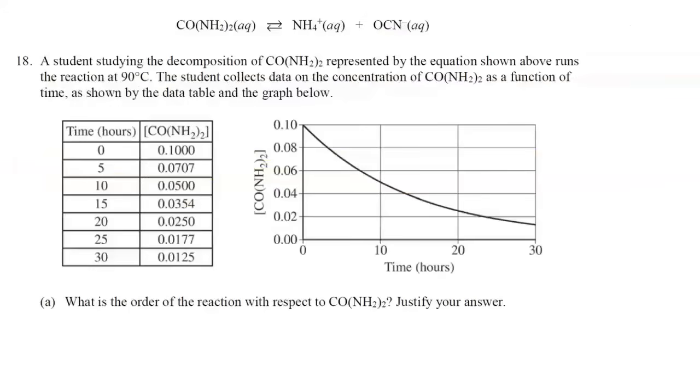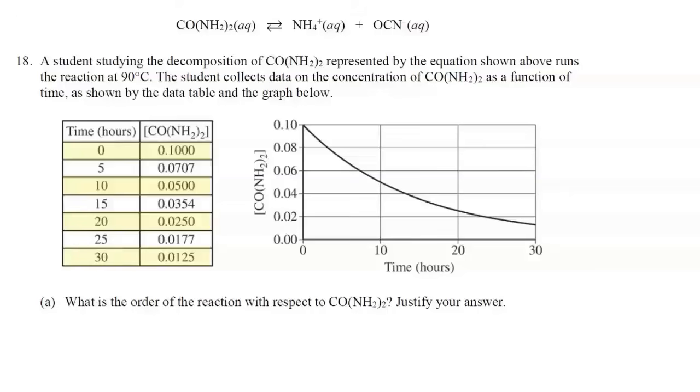So at time 0 hours, we start with a concentration of 0.1. What's half of 0.1? Well, half of 0.1 is 0.05. So it takes 10 hours for the concentration to decrease by half. It takes another 10 hours for the concentration to go from 0.05 to 0.025, which is half of that amount. And then it takes another 10 hours to go from 0.025 to 0.0125.